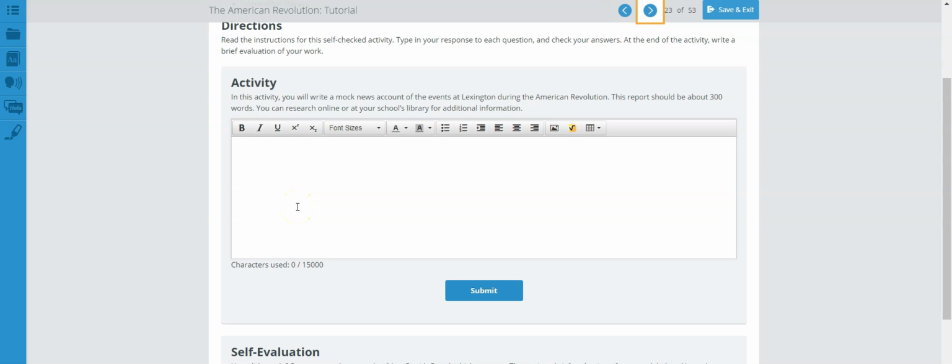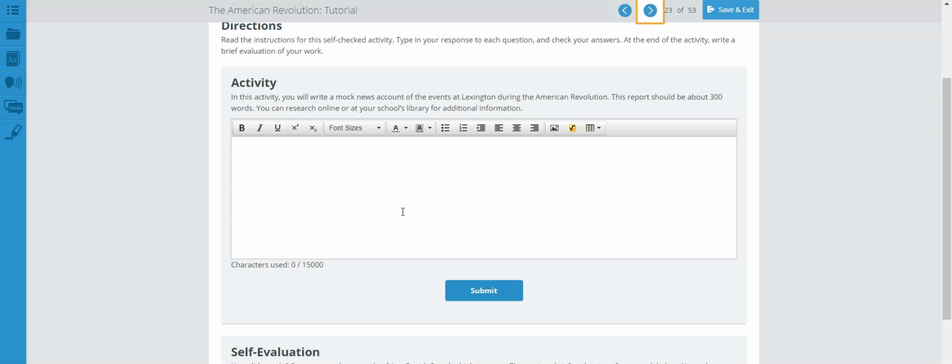Obviously, some of this information is already in the tutorial itself, but if you need more information, you need to research what happened here, and you need to write a mock news account. This means that you need to have knowledge of what happened and who was involved, and once you have all of that information, you should be able to do it here. Remember, this should be at least 300 words.